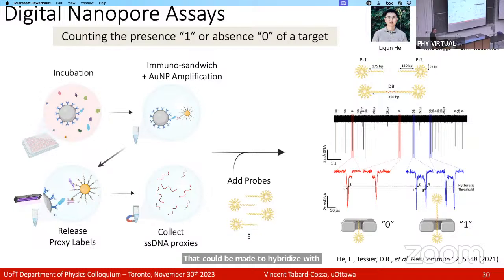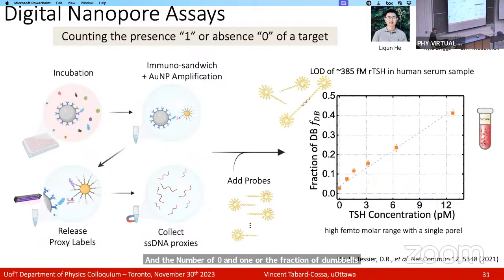The absence of the target is simply when our nanostructures translocate one at a time. But the presence of one of our molecules is detected when two of these nanostructures are hybridized together in a dumbbell format using the single-stranded DNA piece. We record our signal and see these nice electrical signatures, and we can distinguish whether it's a zero or a one. The fraction of molecules in this dumbbell format tells us information about the concentration.